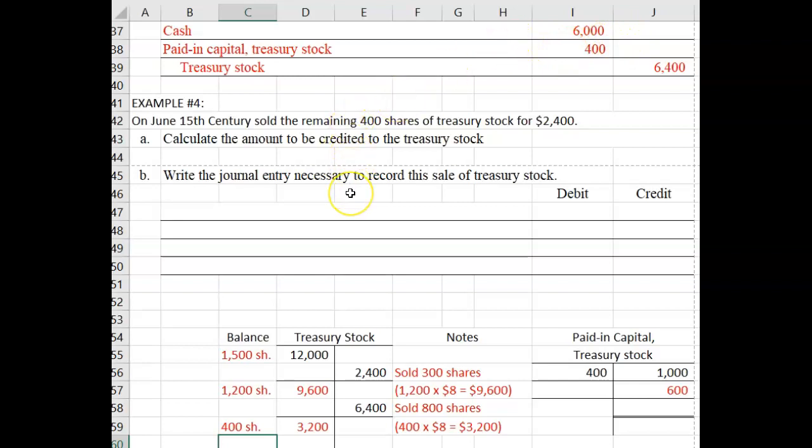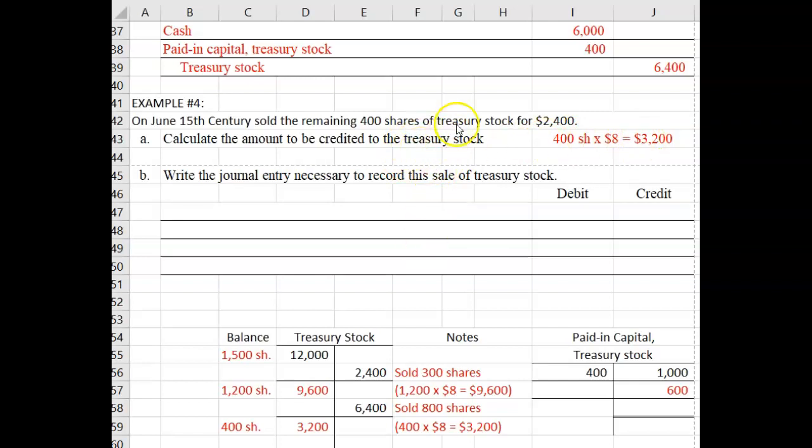So one more transaction to analyze, write a journal entry for, and post to our T accounts. On June 15th, Century sold the remaining 400 shares of treasury stock for $2,400. Yep, we have 400 shares left, and we sold them all. Calculate the amount to be credited to the treasury stock account. 400 shares times $8 a share equals $3,200. That's what we're going to credit to the treasury stock account.